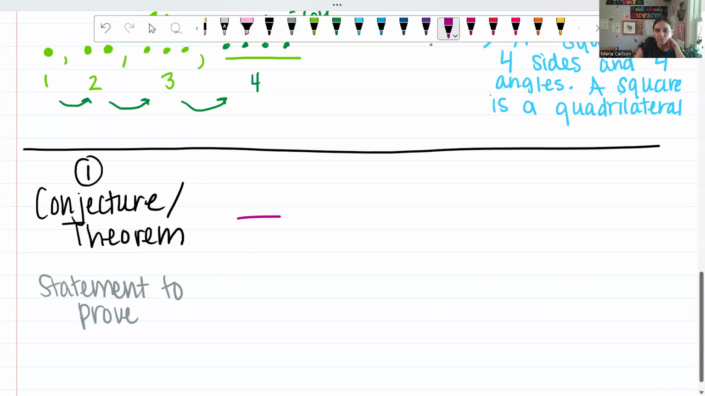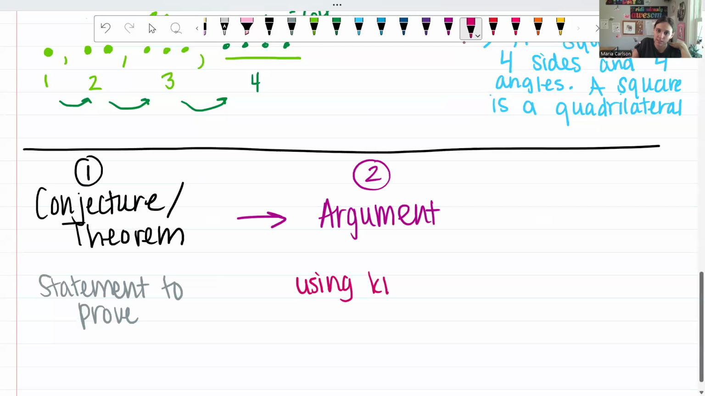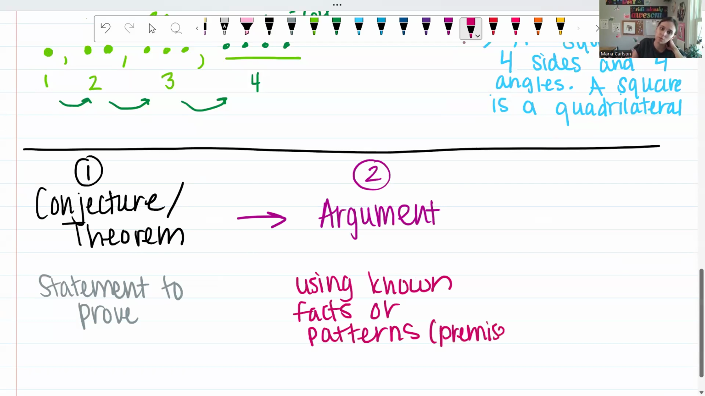From there, you are going to make your argument. And you are going to do this using known statements. Use this color. So using, I'm going to say, known facts or patterns. And these are called premises. So when you go through and complete the steps of your argument, you are using these premises.